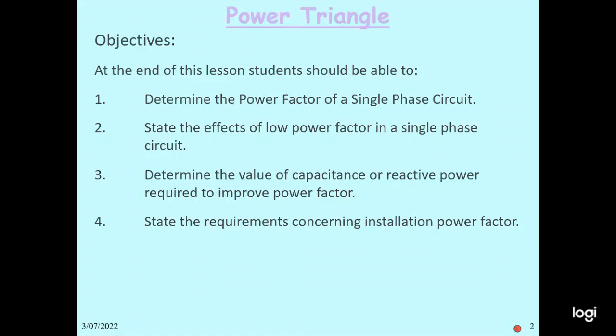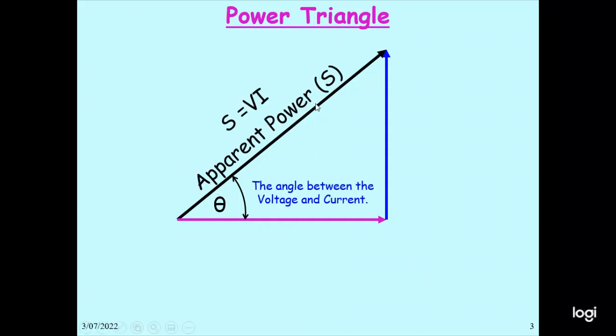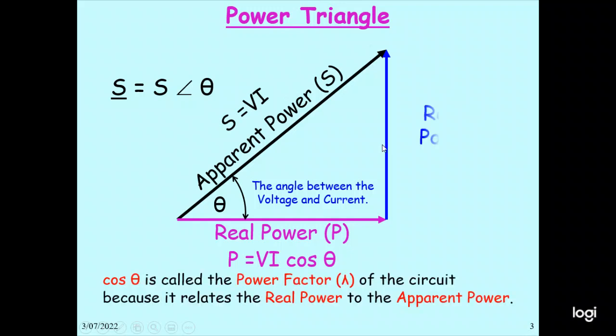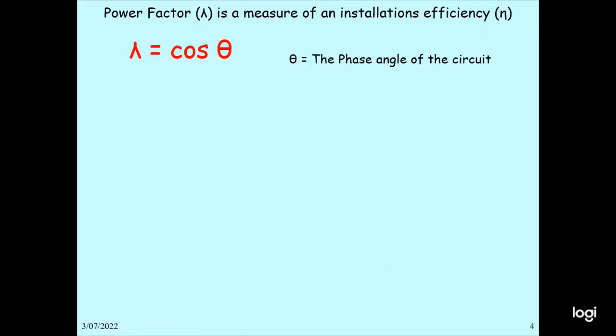So this is the power triangle. The angle between voltage and current is the phase angle. So this is the apparent power S equals VI, S at angle theta, and real power P, VI cos theta. Reactive power Q is VI sin theta. Cos theta is called the power factor lambda of the circuit, relating real power to apparent power. So the power factor lambda is a measure of the installation efficiency. Lambda is cos theta, theta is the phase angle of the circuit.